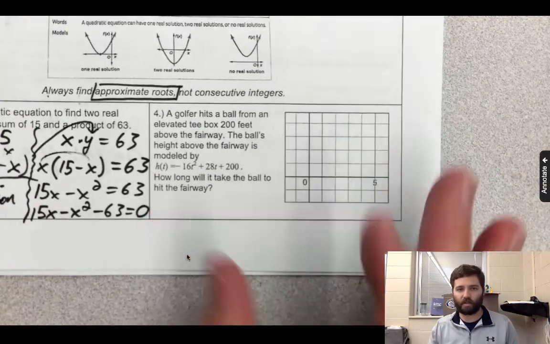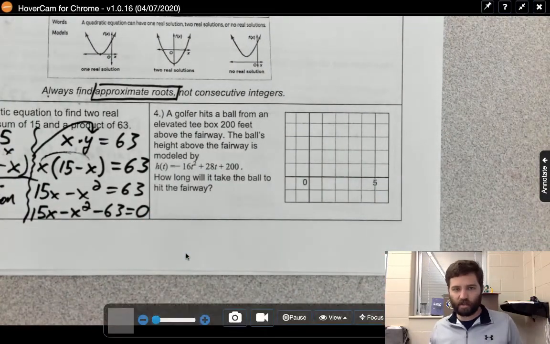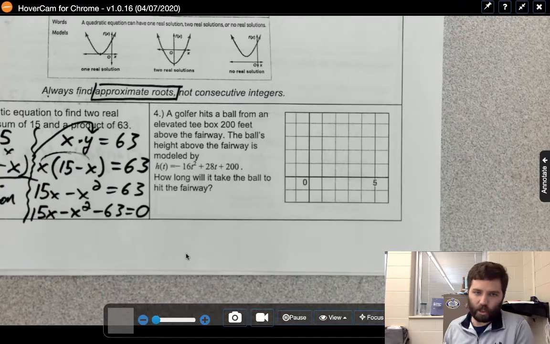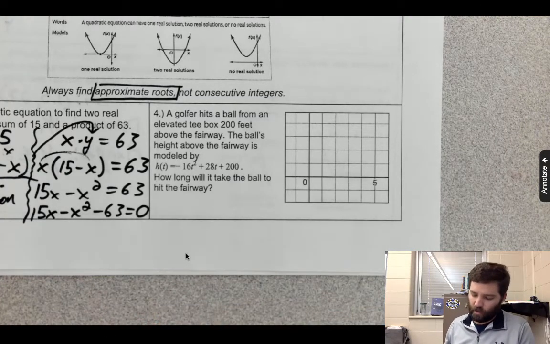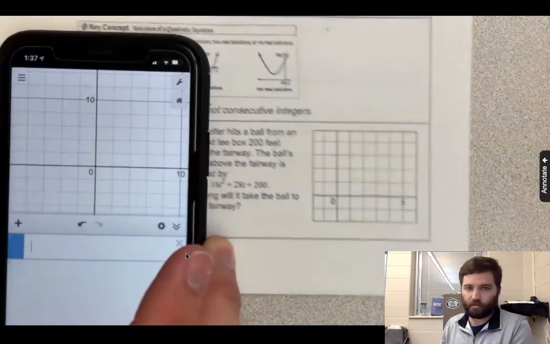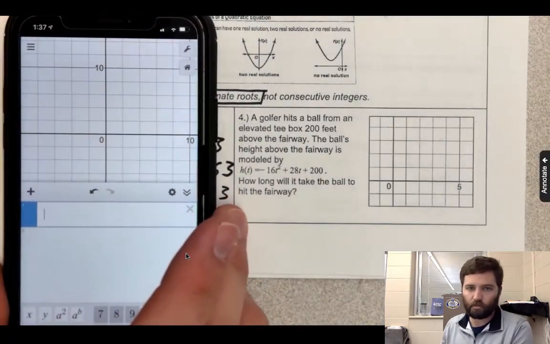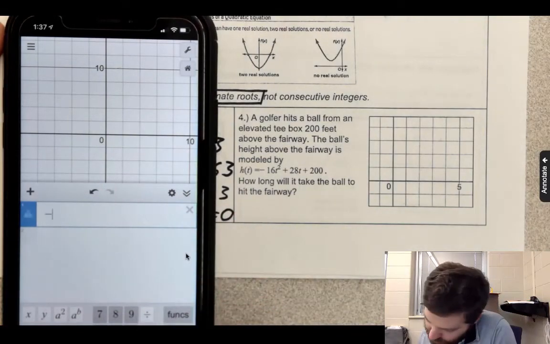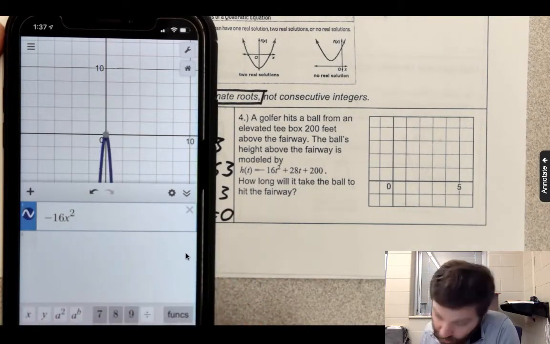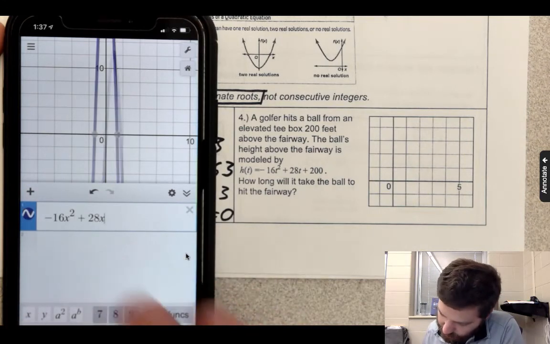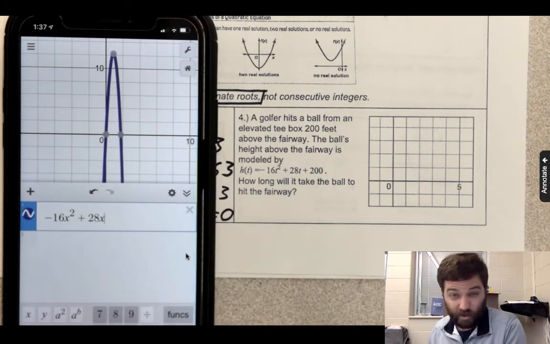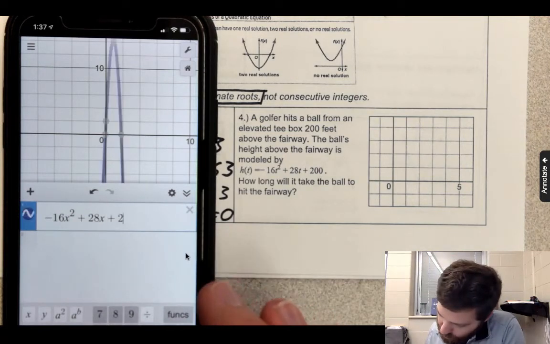All right, last one. A golfer hits a ball from an elevated tee box 200 feet above the fairway. The ball's height above the fairway is modeled by that function. How long will it take the ball to hit the fairway? Okay, so you might want to try this on your own first. What you're going to do is graph the function. So we'll go negative 16x squared plus 28x, excuse me, you do the same thing in your graphing calculator, replace t's with x's, plus 200.